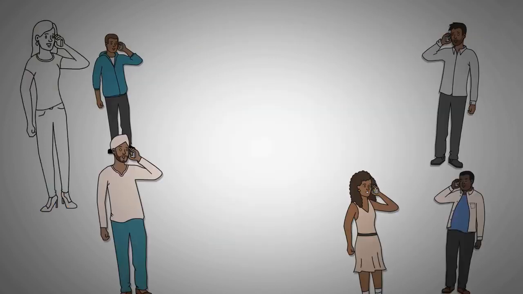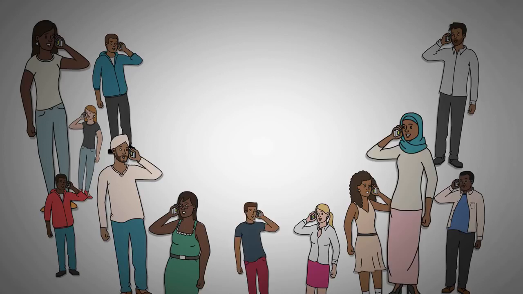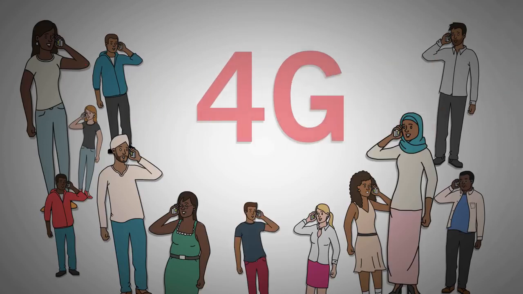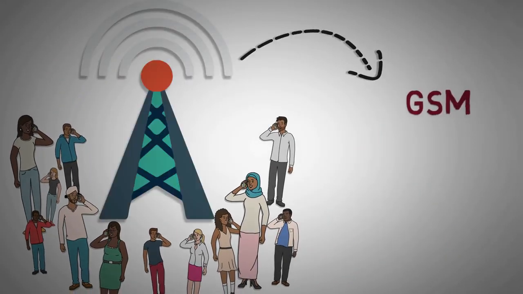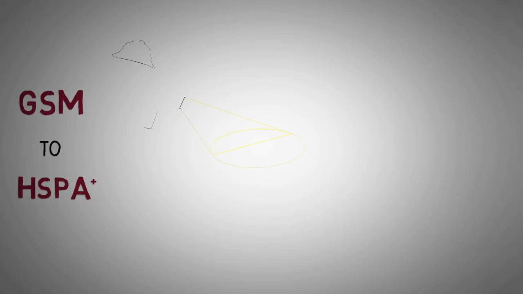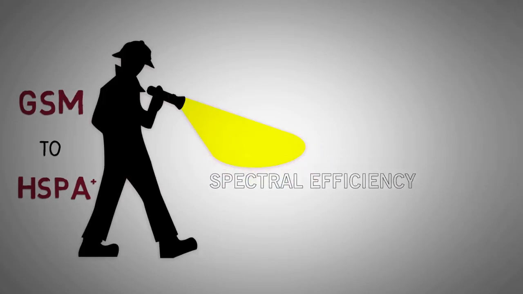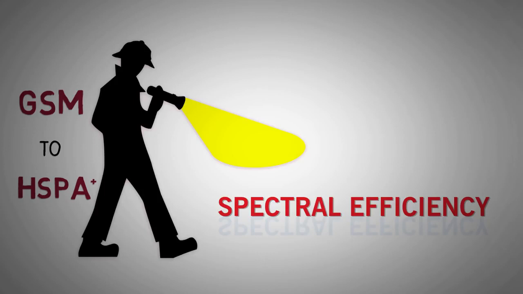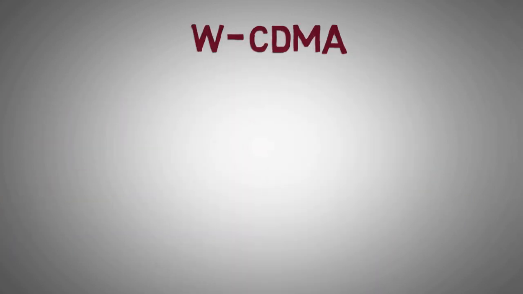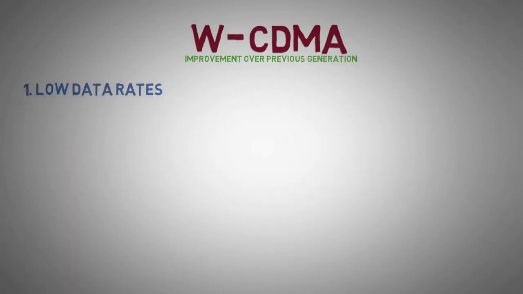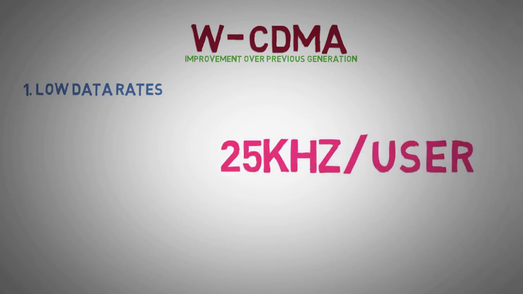As the number of users and their demand started growing, communication networks evolved from 1G to 4G. Radio part was significantly enhanced from GSM to HSPA+. Now, focus was shifted towards better spectral efficiency by using higher modulation order like QPSK, 8PSK, 16QAM, 64QAM, etc. WCDMA improved upon some of the problems of earlier generations like, first, low data rates. In GSM, effective bandwidth for a user was only 25 kHz.